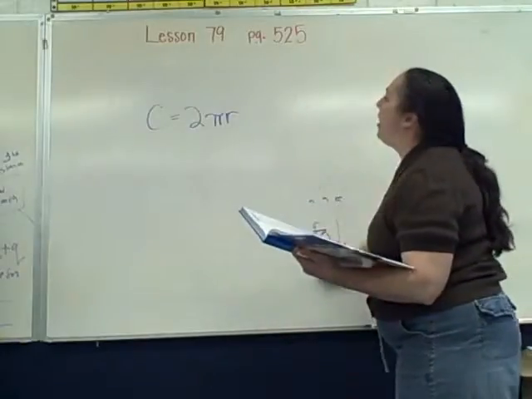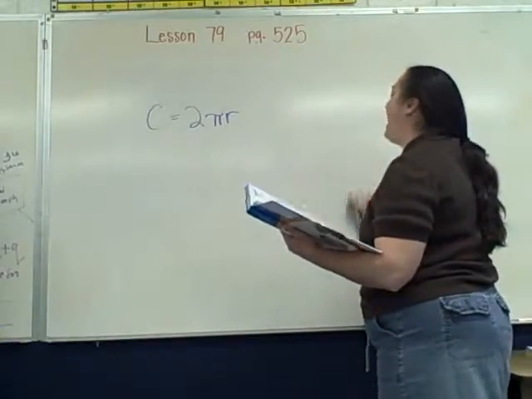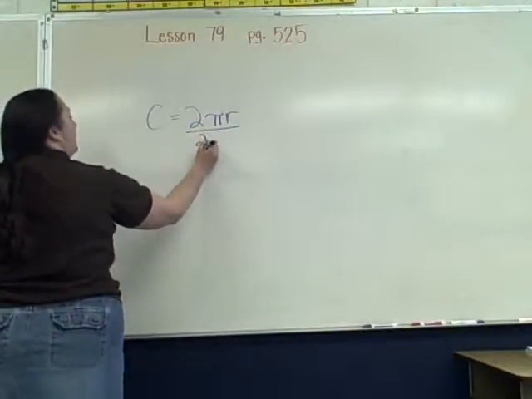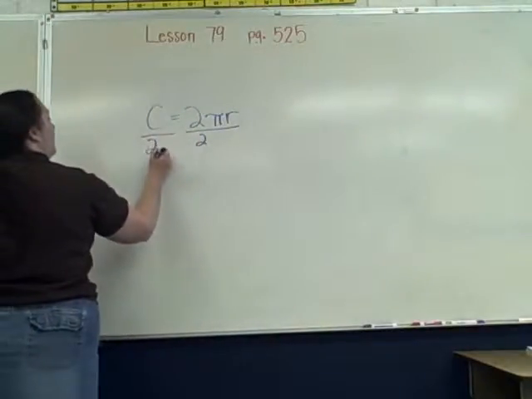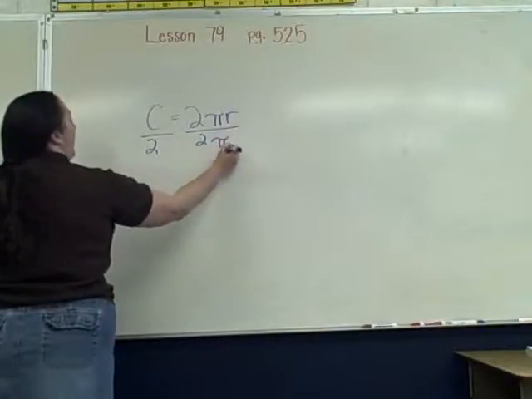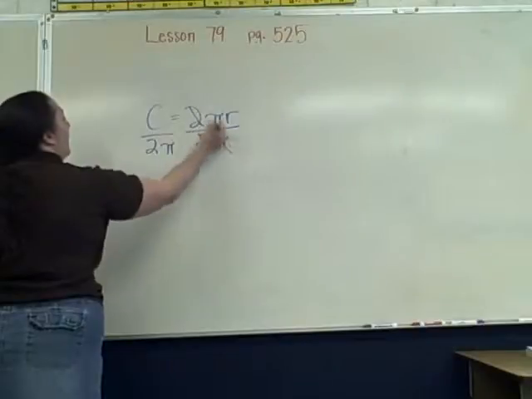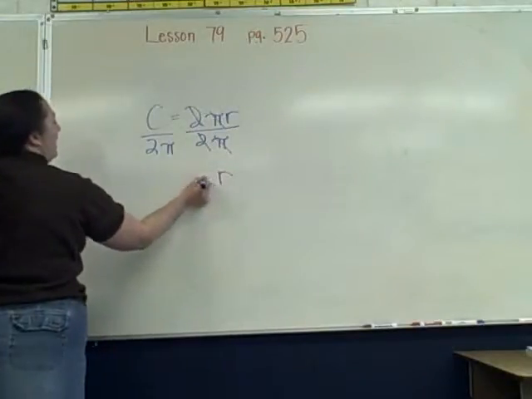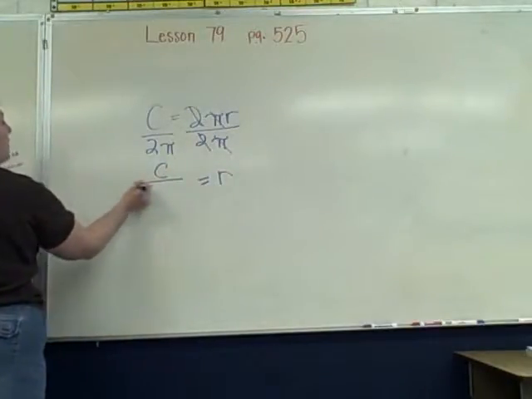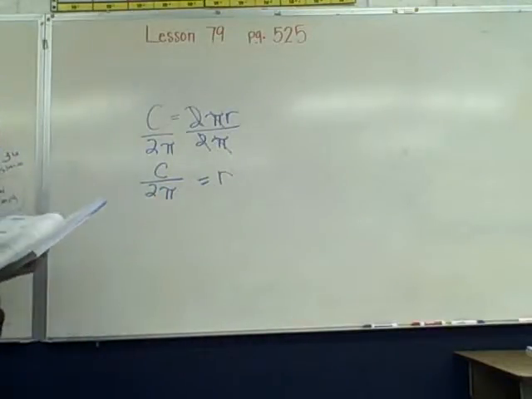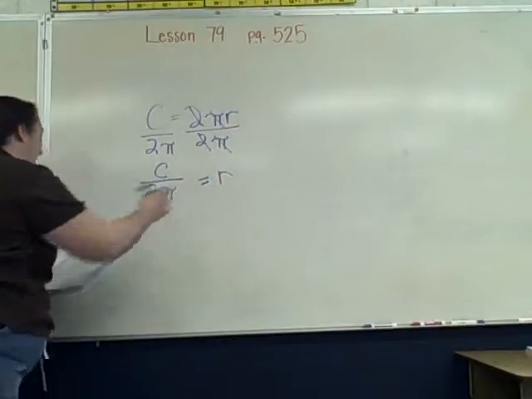So if I'm trying to get r by itself, then the pi has to go and the 2 has to go. So I divide this side by 2. I divide this side by 2. I divide this side by pi. I divide this side by pi. 2 cancels 2, pi cancels pi, they're gone. And r is equal to the circumference over 2 times pi. And I just transformed that equation so that r is now by itself.